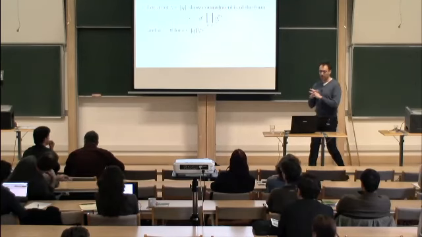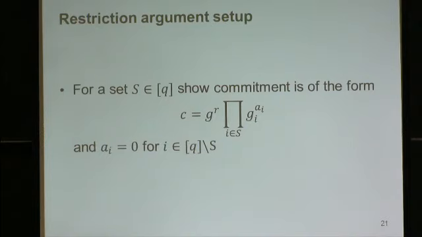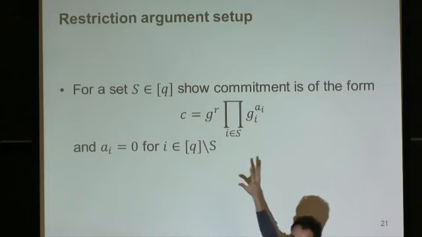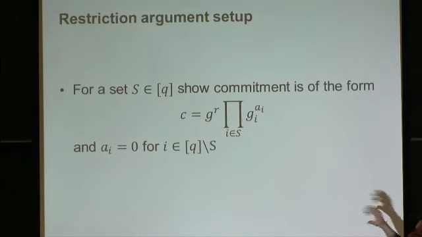Okay, so let me show a little details now of how these arguments work. Let's start with the restriction argument. So we have a commitment here. Basically we just have non-zero values when the index I is in the set S. And outside this set, the AIs will be 0. And the prover wants to show that.